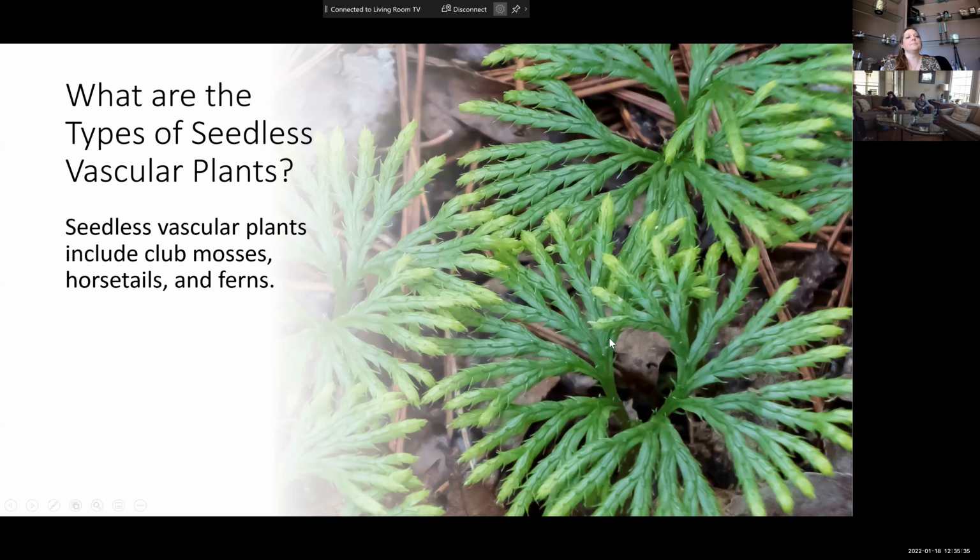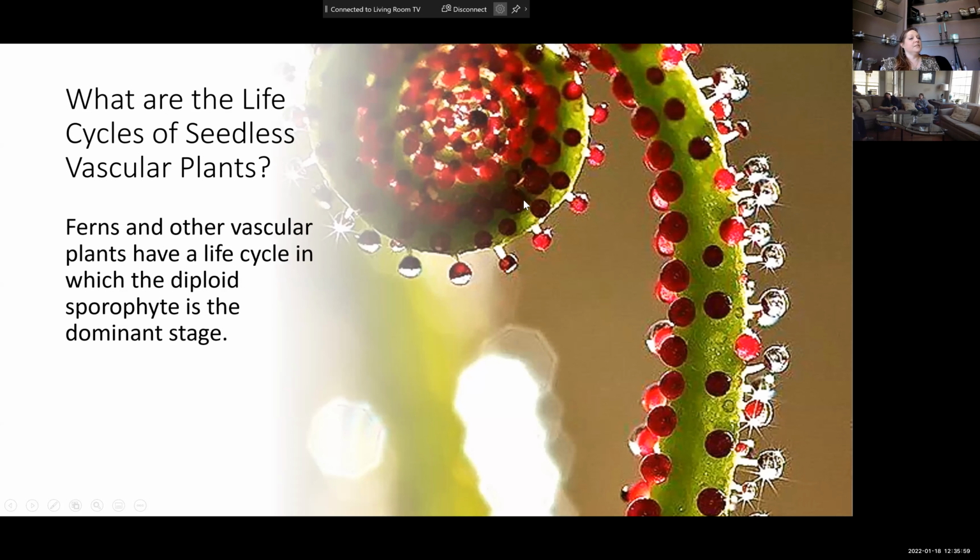So it's pretty interesting. So what are the types of seedless vascular plants? So we did our seedless non-vascular, and those were bryophytes, right? And those were mosses, hornworts, and liverworts. Now we're going to seedless vascular plants. So these are going to be what we call club mosses. That's this stuff right here. Some people call it reindeer moss. Horsetails and ferns.